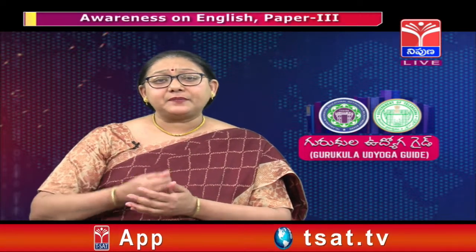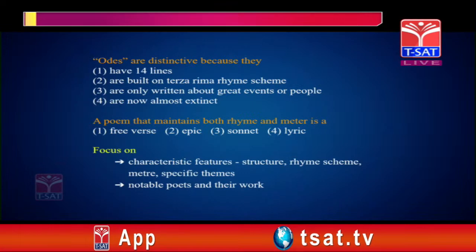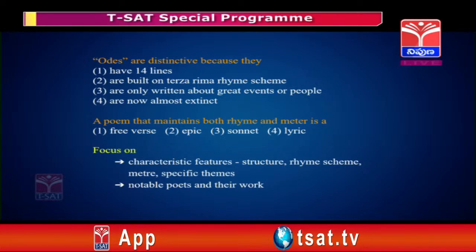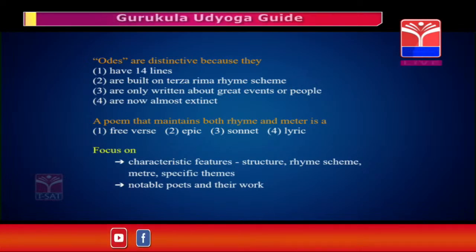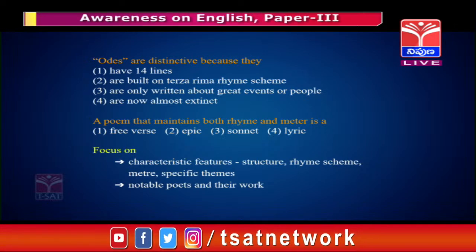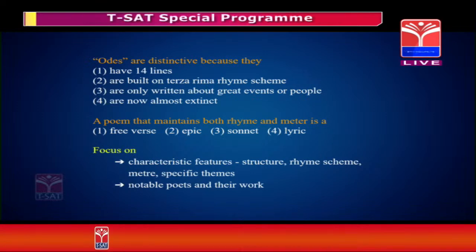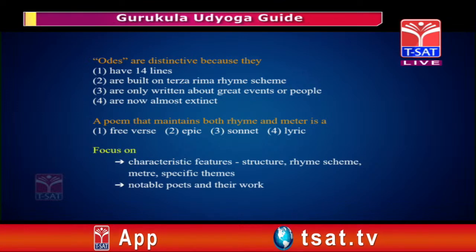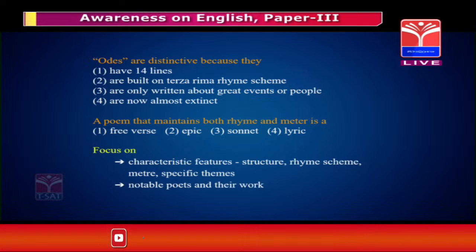Then another example here is, a poem that maintains both rhyme and meter is what? Now free verse obviously does not follow this. Epic and lyric also don't follow this. It is only the sonnet which is a very fixed form of verse. The number of lines is specified, the meter is specified, and it has a very structured rhyme scheme.